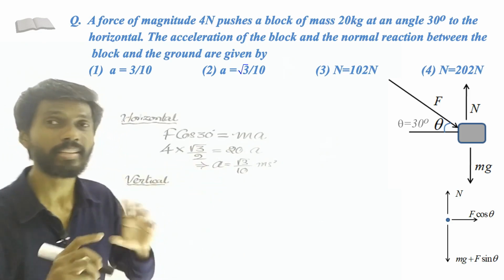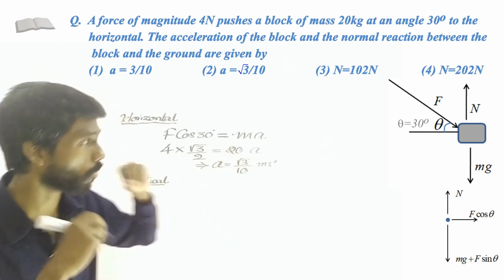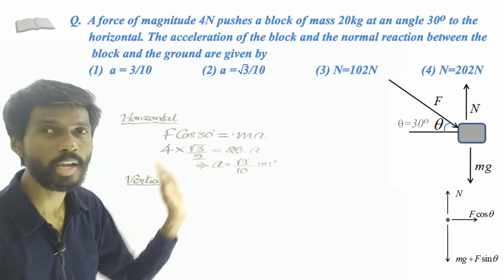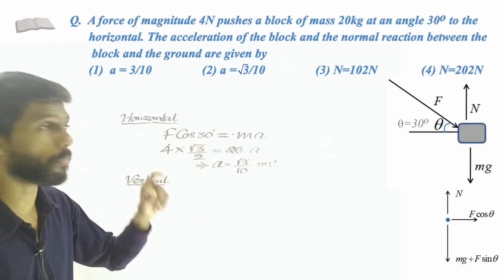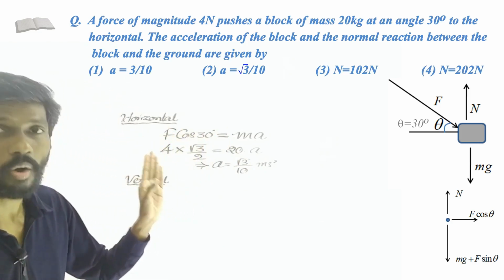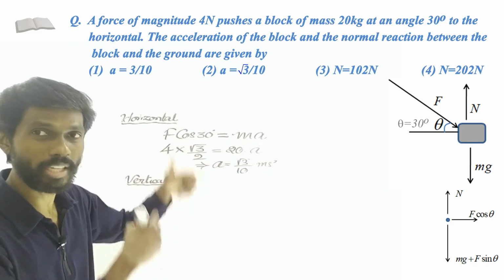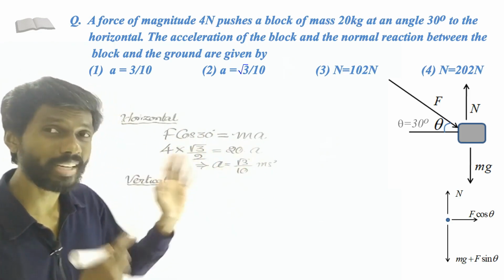In the last case, there was no component in the vertical direction because the force was acting in the horizontal direction, no vertical component, right? Cos 90 is 0. So no vertical component. But here, this force F also contributes to the vertical motion, right? In the vertical direction also it has some component.